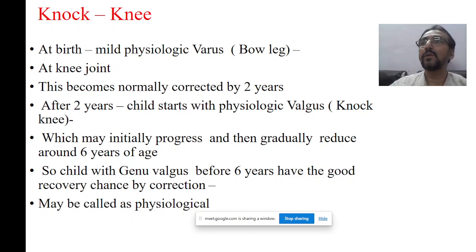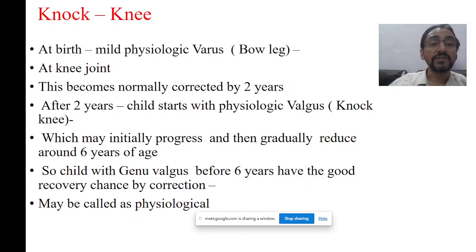So these are all physiological actually. First we should know the physiological things. Bow leg is physiological up to 2 years, and after 2 years knock knee starts, and this knock knee is physiological up to 6 years of age under normal circumstances. If there is a disease process or pathology, that is a different issue that we will see. We should know this particular aspect.